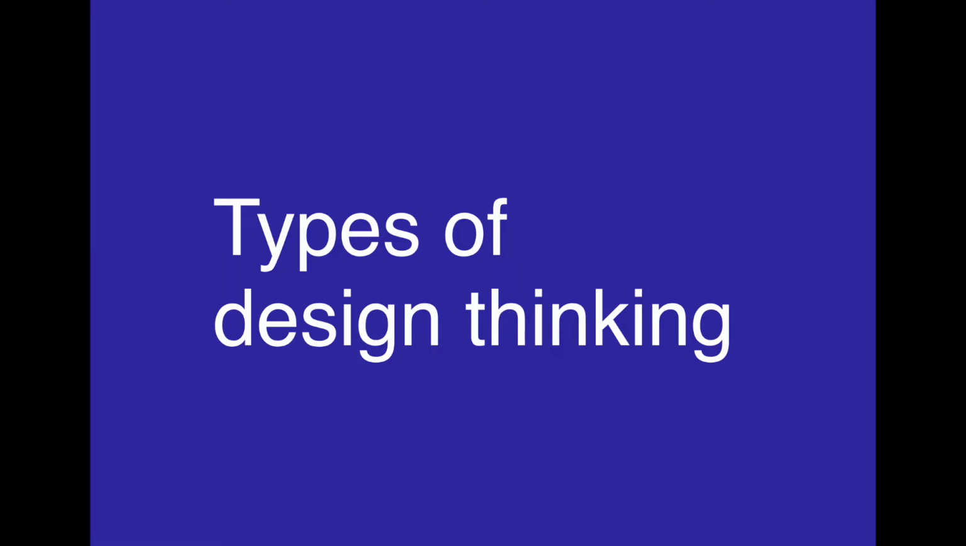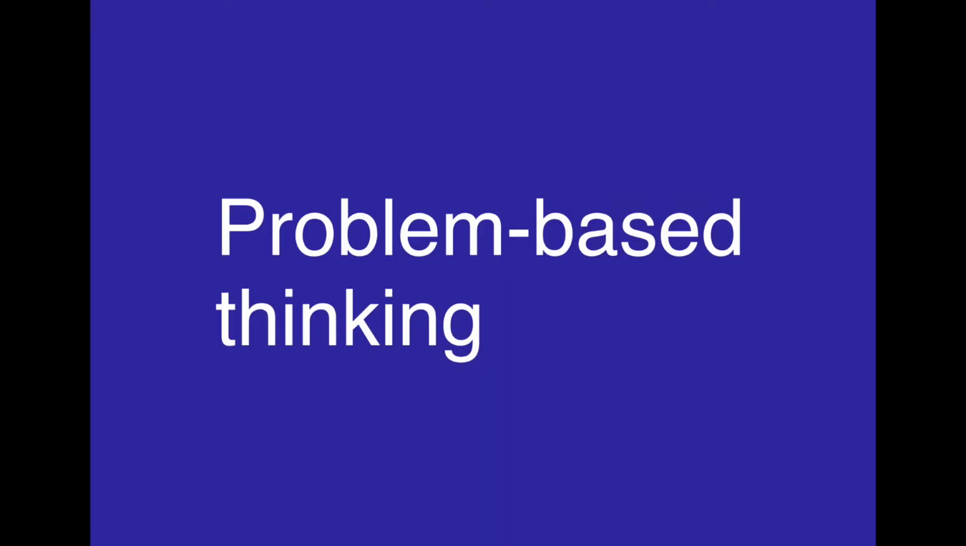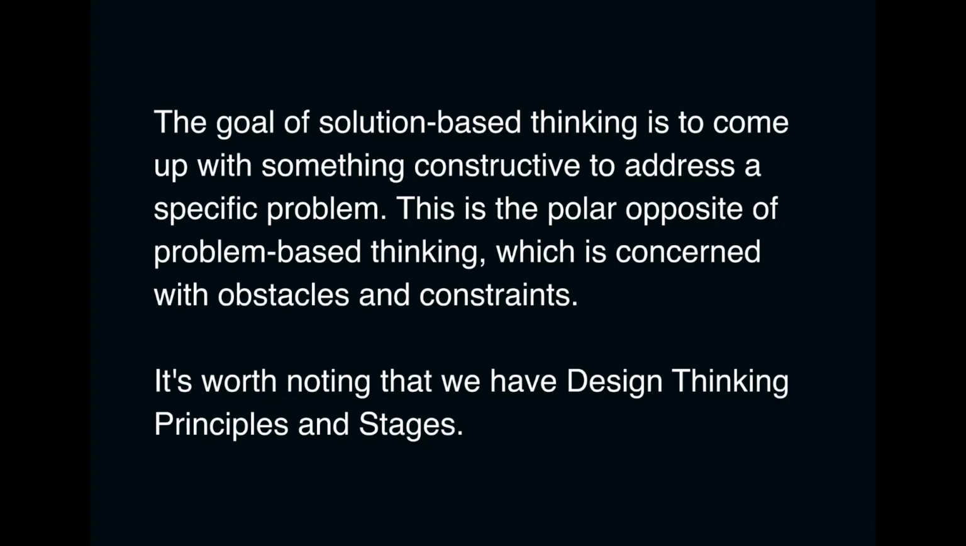There are two types of design thinking: solution-based thinking and problem-based thinking. The goal of solution-based thinking is to come up with something constructive to address a specific problem. This is the polar opposite of problem-based thinking, which is concerned with obstacles and constraints. It is worth noting that we have design thinking principles and stages.